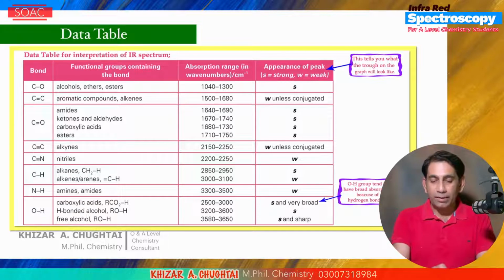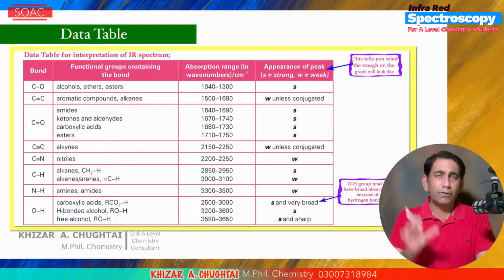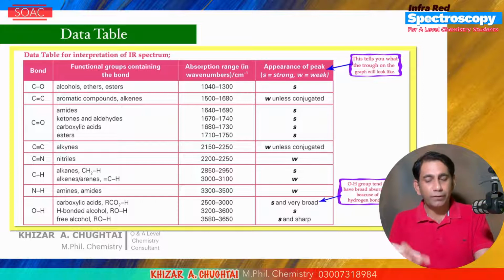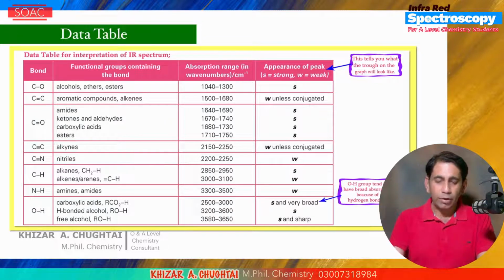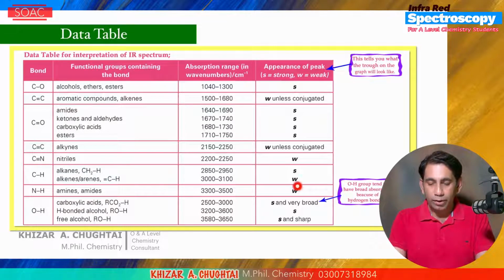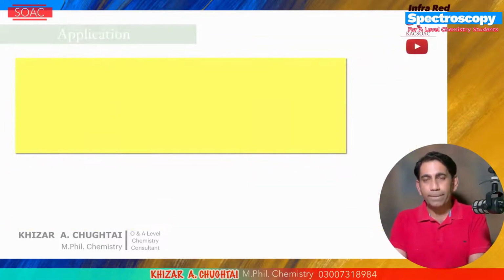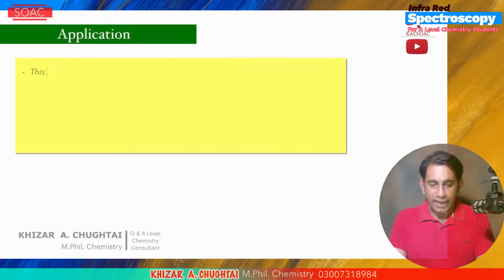The next one, C double bond O, will show absorbance in this region, the peak, you can say. The same is the case for C double bond O, which may be from an amide, an aldehyde, an acid, an ester, and so on. They show different absorbances at different wave numbers per centimeter. However, S stands for strong and W stands for weak. I'm going to show you what the strong and weak peaks are in my next few slides.